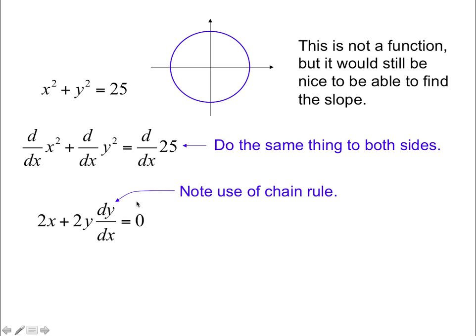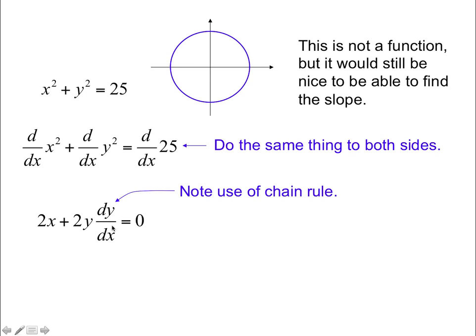And then the last derivative we have to do is on the right-hand side. This is a constant, and of course we know that constants have 0 slope. So the derivative of 25 must be 0. So we have our chain rule here, just noted it there. We've differentiated. That was our step 1 in the process.